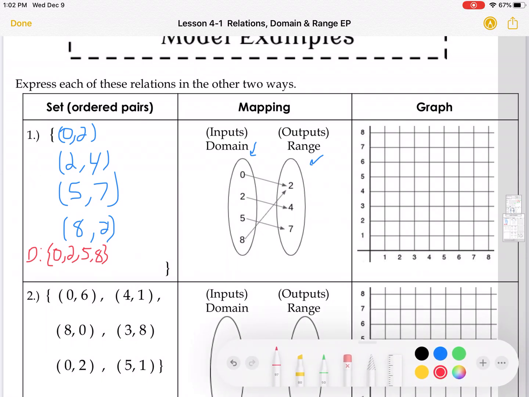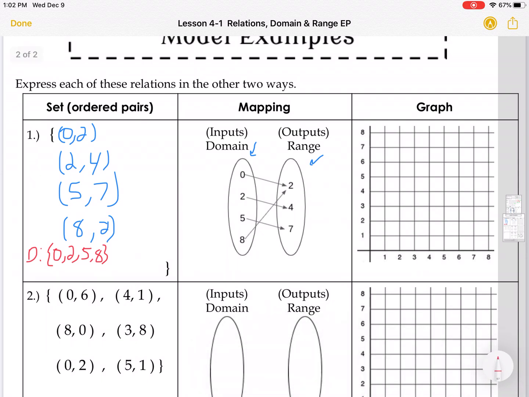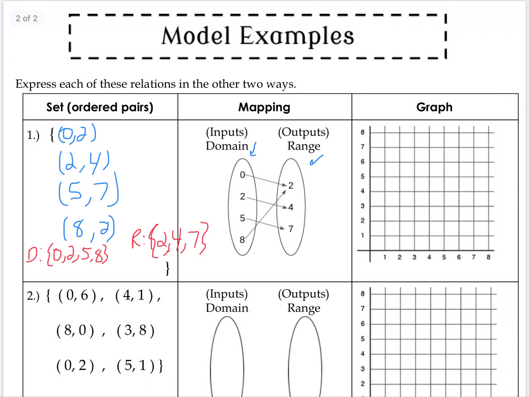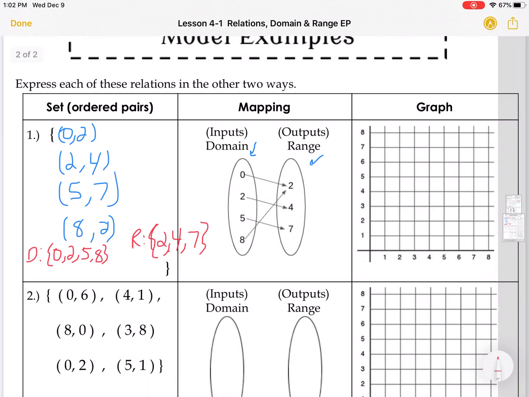Our range, like I said, we're simply going to list the y values. So our range is going to be 2, 4, and 7. One thing I want to point out, please don't write 2 twice. Only write it 1 time. Make sure you put it in that squiggly bracket.